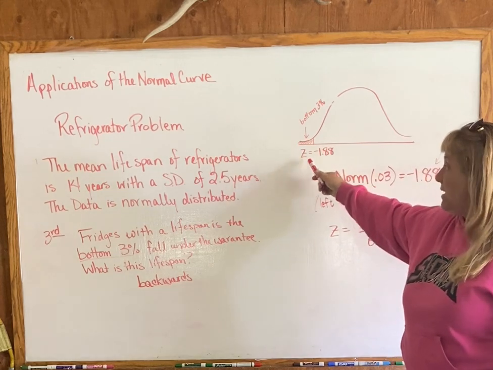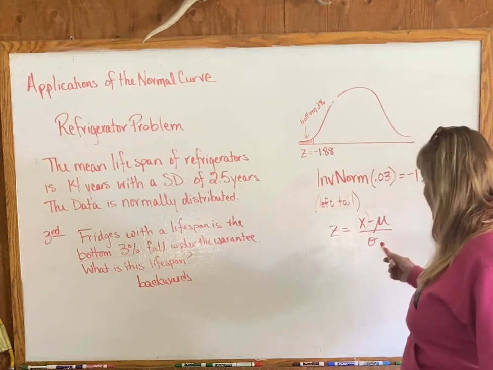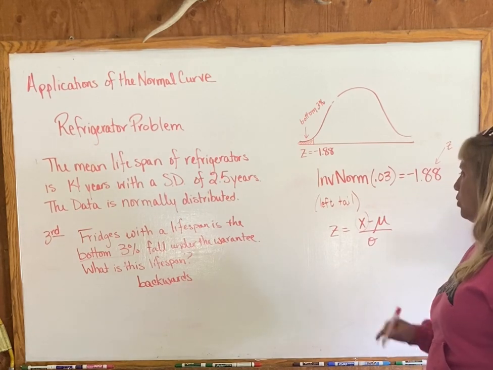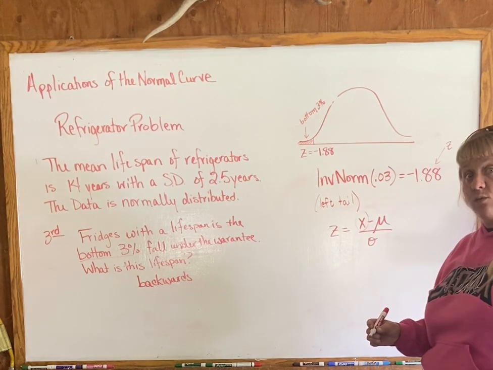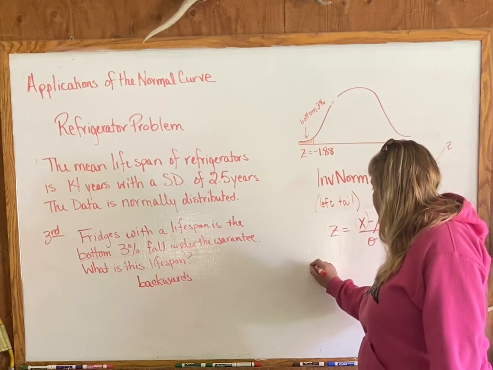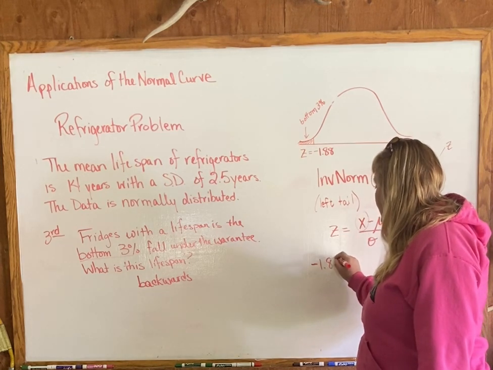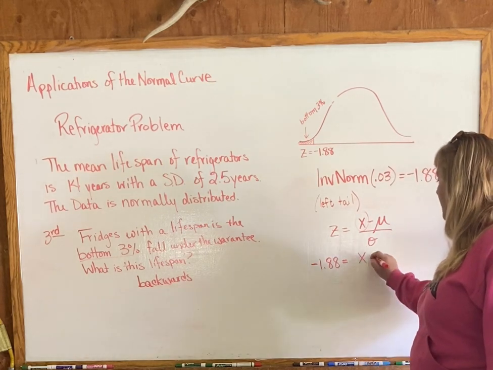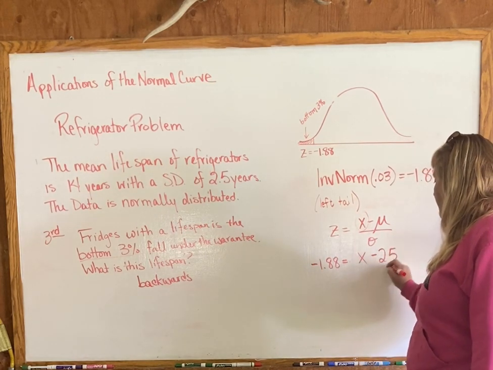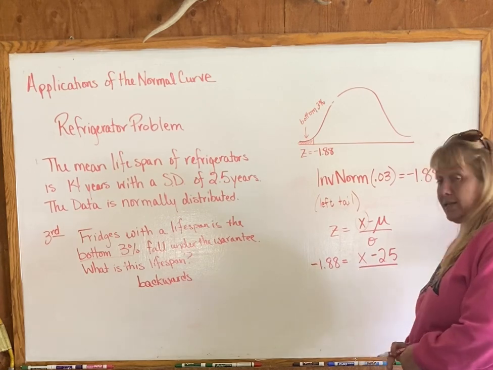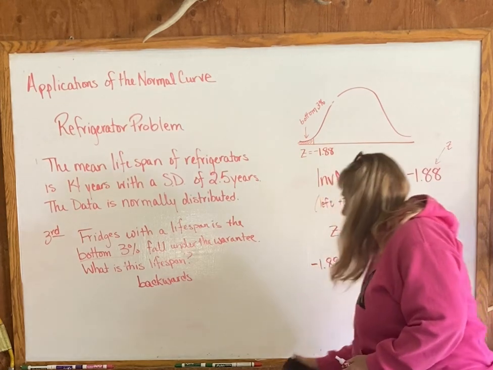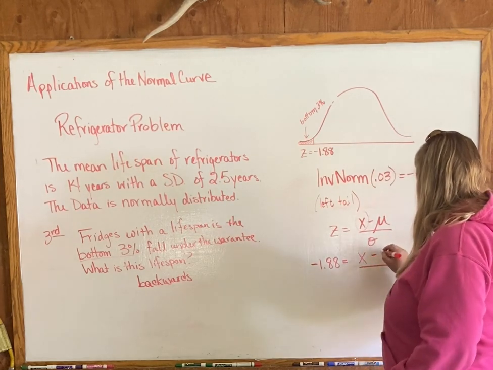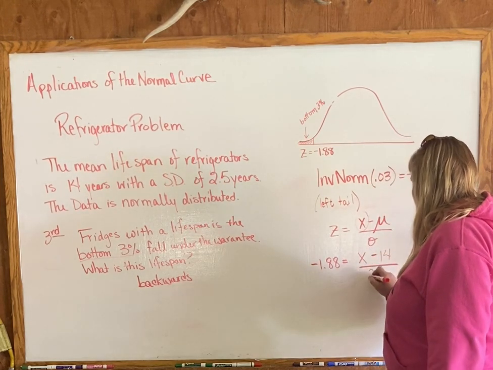I have z, and I have those two pieces of information. So if we plug them in the correct order, we will be able to find out what x is if we use a little bit of algebra. So our z was negative 1.88. We don't know what x was, so we'll leave that as our variable. Minus 2.5, wait a minute, did I screw that up? I did indeed. What was our mean? It is not 2.5. Minus 14 over 2.5.